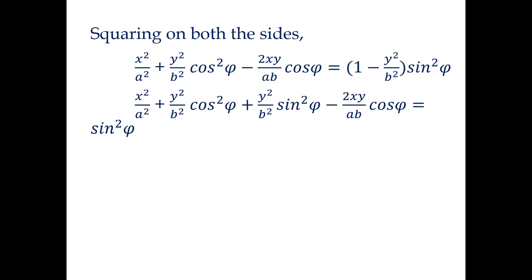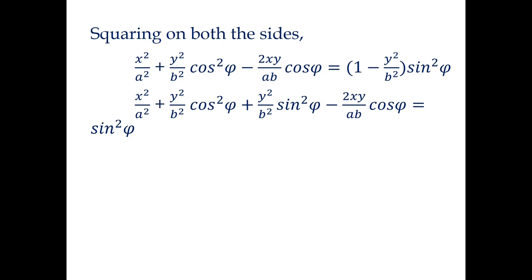Okay, so squaring on both the sides, we get x square by A square plus y square by B square cos square phi minus 2xy by AB cos phi. So if I square it on the right hand side, I will get 1 minus y square by B square, the square root goes, into sine square phi. So let me bring this sine square phi inside. If I bring sine square phi inside, I will get sine square phi minus y square by B square sine square phi.